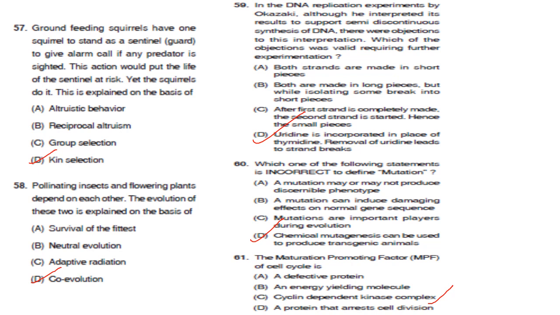The maturation promoting factor of cell cycle is, so maturation promoting factor, it is a heterodimeric macromolecule composed of cyclin B and cyclin dependent enzyme that stimulates mitotic and cellular division phases of the cell cycle. So it is a cyclin dependent kinase complex. Answer is option C.